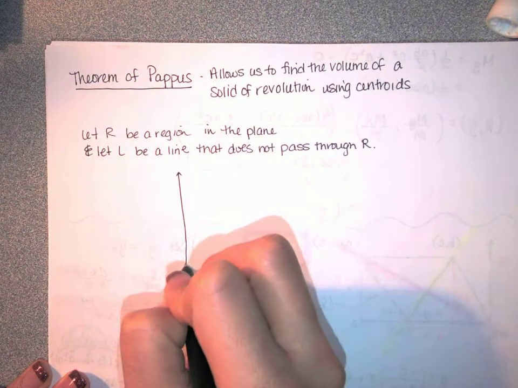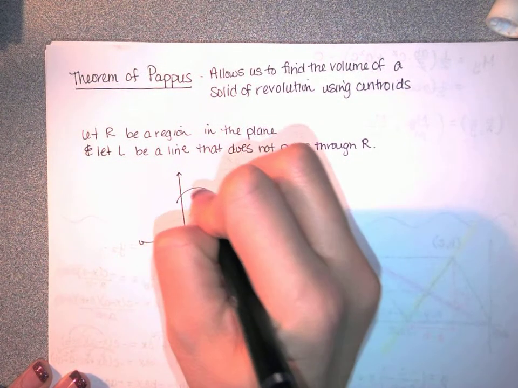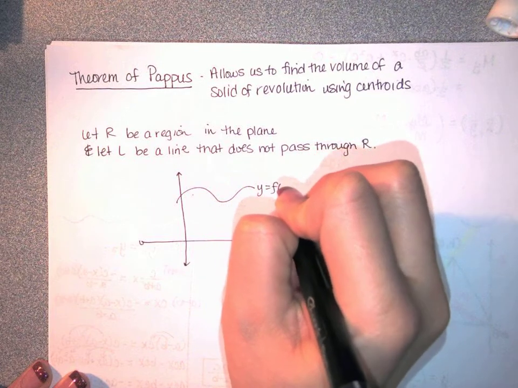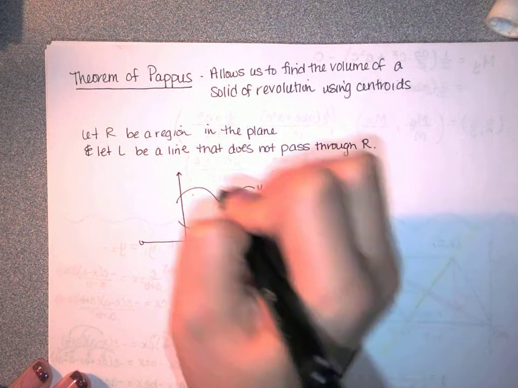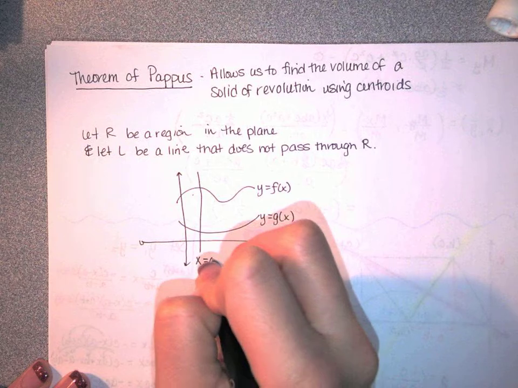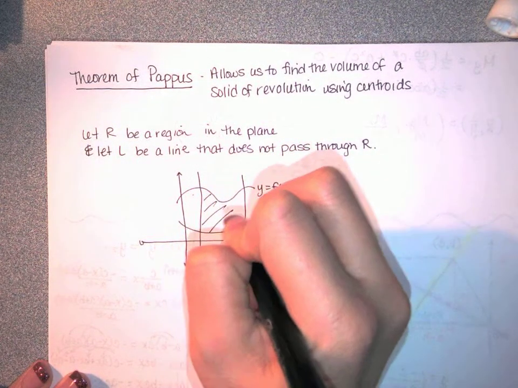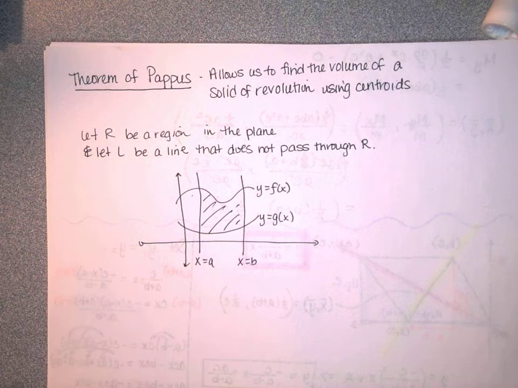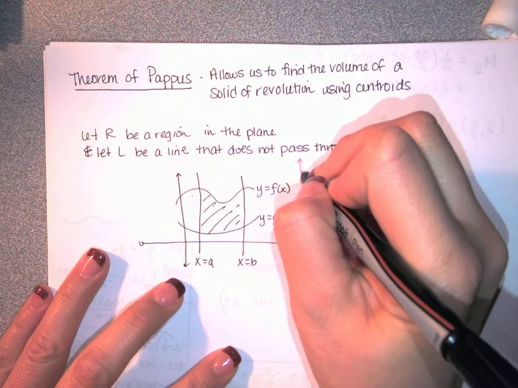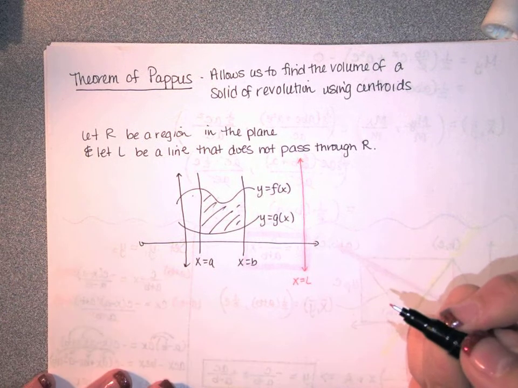So let's say this is your region. Here's y equals f of x. Here's y equals g of x. And we've got x equals a and x equals b here. So that's our region R. And we're revolving it around a line L that does not pass through the region. So maybe our line L is over here. So it could be given by x equals L.